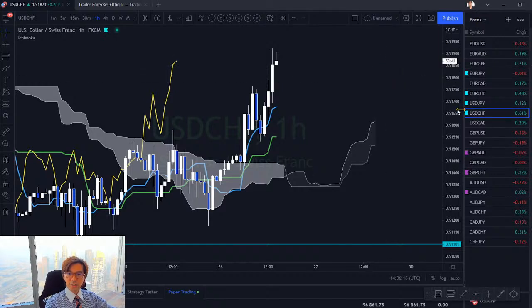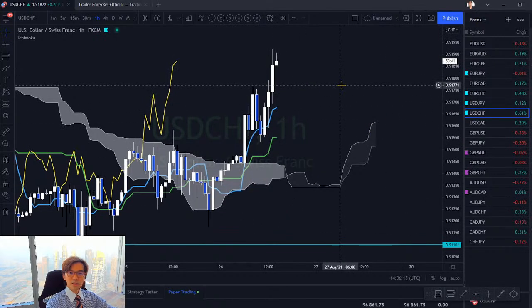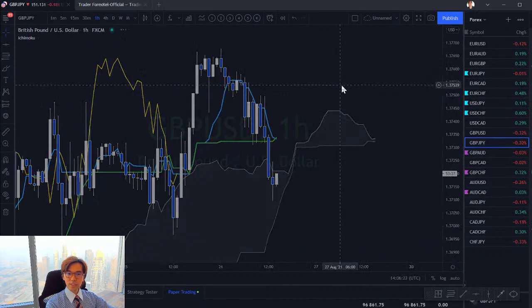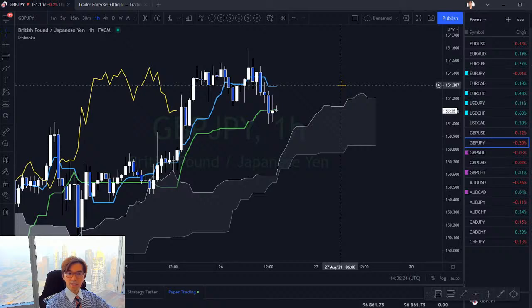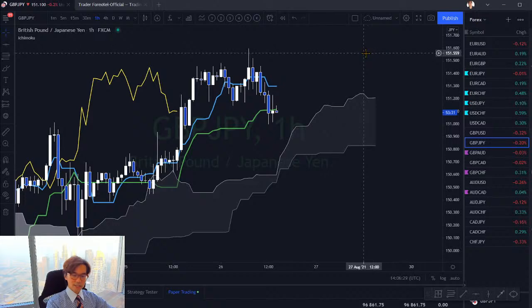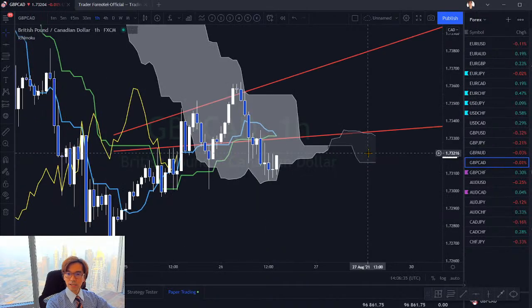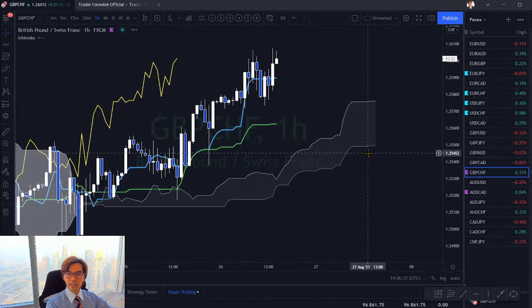USD Swiss franc also looks to be bullish. Yeah, and pound USD is retracing. Pound JPY is below Kumo, below this Kijun Sen, so it's not a good one. Pound AUD is also ranging in 1 hour chart. And pound CAD is also ranging. Pound Swiss franc is also bullish. Looks like Swiss franc pairs are good.